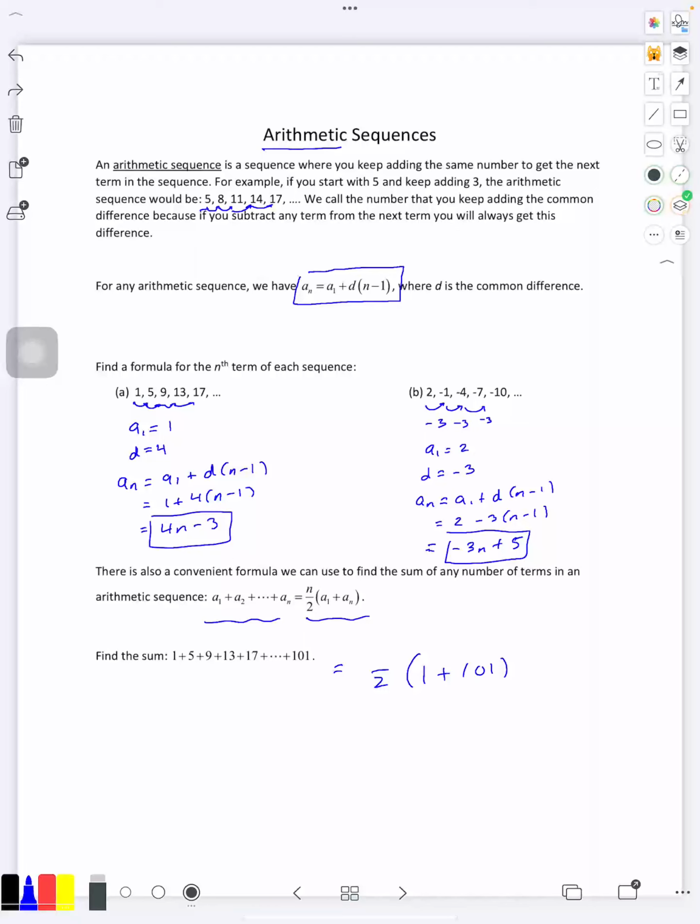Or a better way is we have this formula right here. An is 4n minus 3. And then we know the last term is 101. Add 3. And we get 26. So now we know the n is 26 here. Put that in, and we would have 13 times 102. And we put that in our calculator here. And I get 1,326.